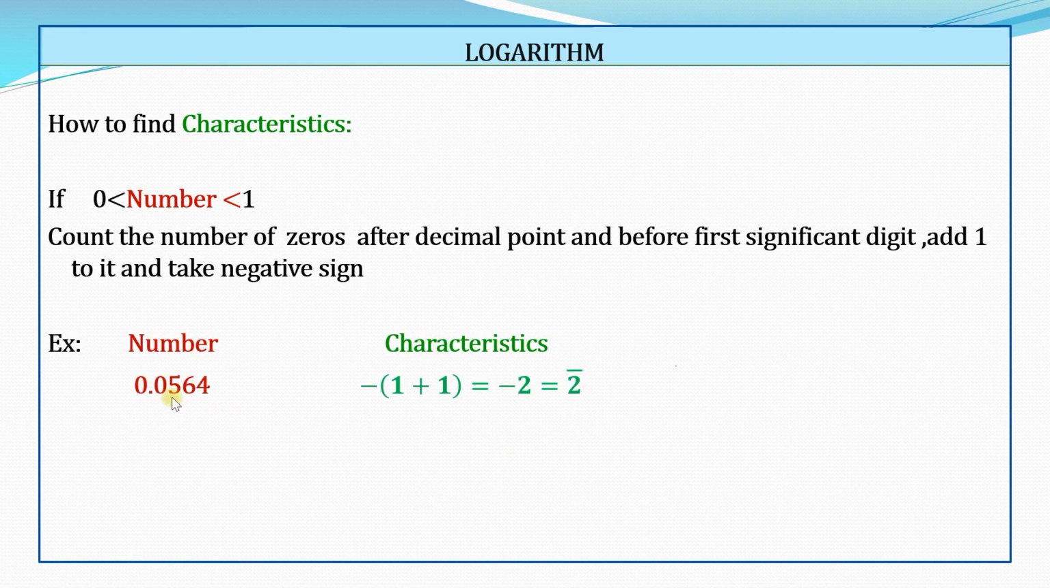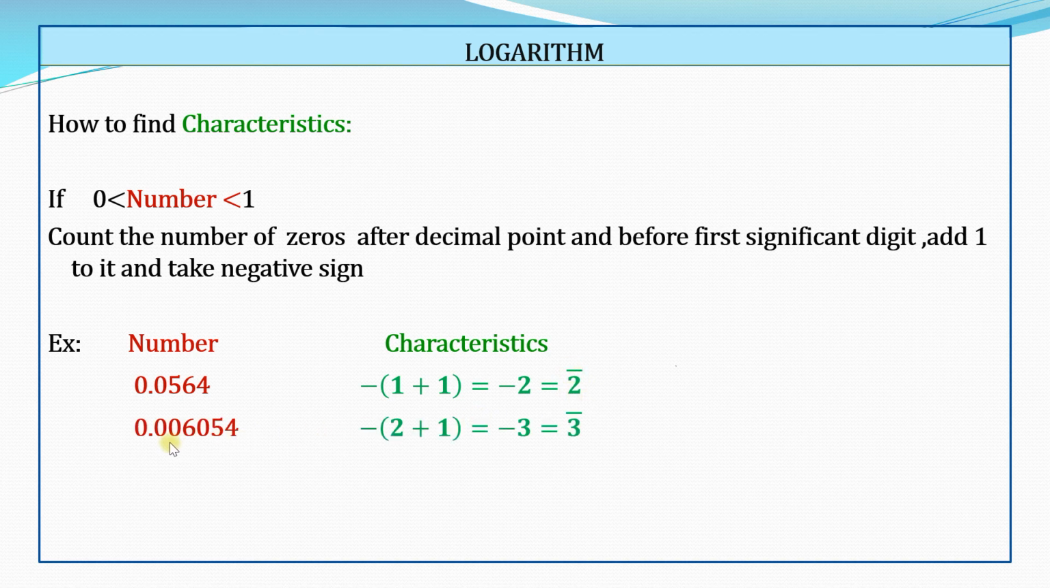Now this number is greater than 0 and less than 1. So you have 1 zero after the decimal and before the first significant digit, add 1 to it, take the negative sign. So this is minus 2. So minus 2 is the characteristic. For calculation purposes, we write this minus 2 as bar 2. And I'm going to discuss why we write this as bar 2 in the next few slides.